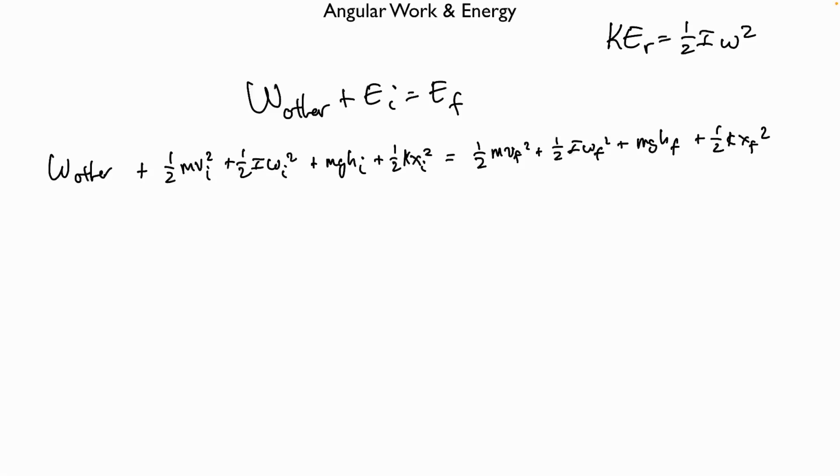1/2 mv squared. What question are we answering? Is it moving? Is its center of mass going somewhere? 1/2 I omega squared. What question are we answering? Is it rotating? Because now we know about rotational energy. MGH, what are we asking? Is it at 0 for gravitational potential energy or not, right? And then 1/2 kx squared is a spring compressed or stretched, right? Those are all the questions you ask yourself, but the setup for these energy problems is the same.